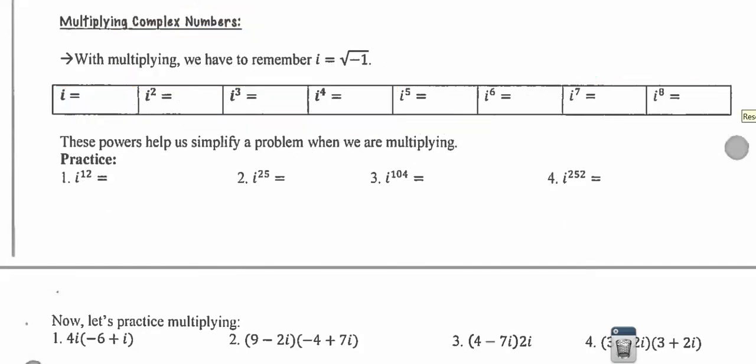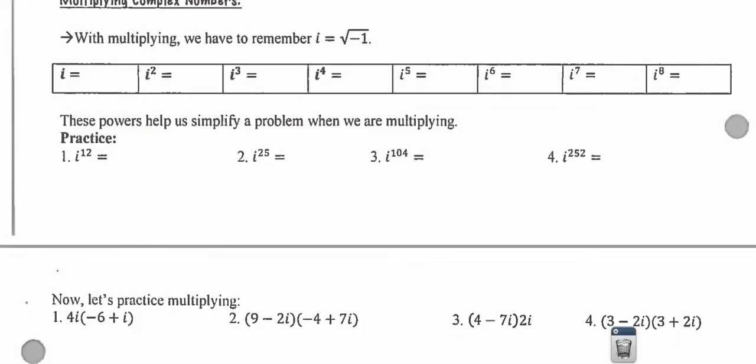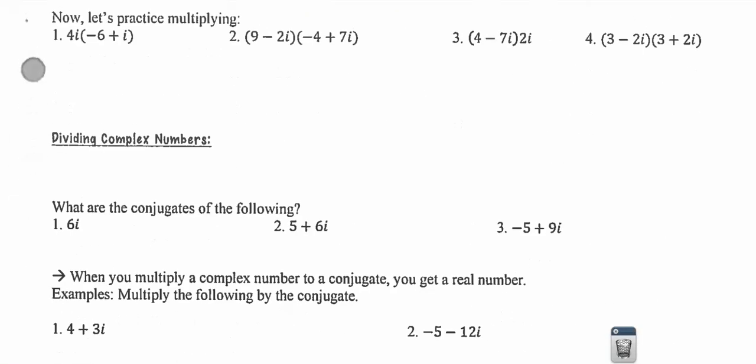Let's now go ahead and look at your back. So let's start practicing multiplying. I'm going to go ahead and distribute. That's what I have to do. So 4i times -6, that's -24i. And 4i times i, that's going to be plus 4i squared. If I leave my answer like this, I'm going to lose a point because i has an exponent.